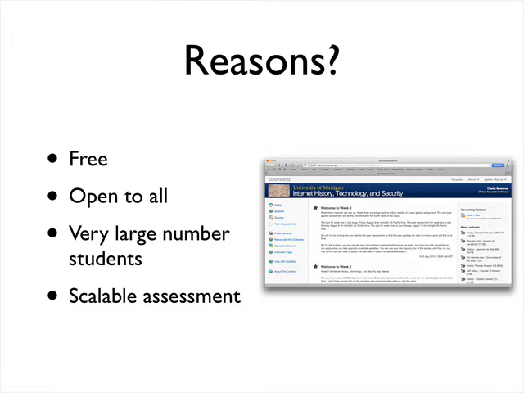The MOOCs also require scalable assessment. If you think about the design of traditional online courses, assessment typically doesn't scale that well. Learning management systems have gradebooks that are designed to sort of show less than 100 students in a gradebook. We have many more students than that in a MOOC. The other reason why perhaps these folks bypass the traditional learning management systems is they might be looking to sell their software as part of their business model.